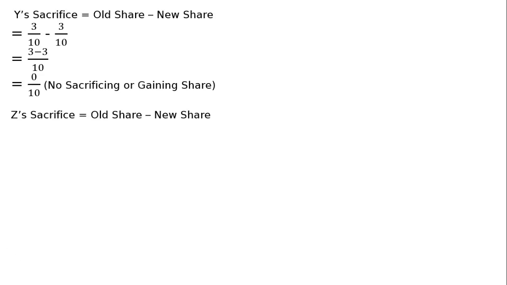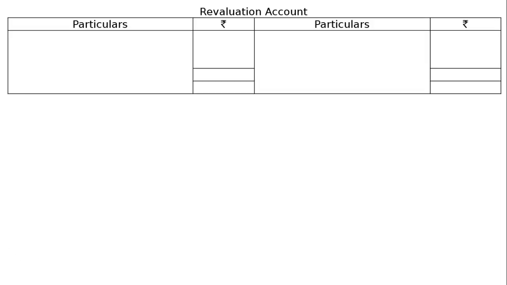Then Z's sacrifice is equal to old share minus new share, that is 2/10 minus 5/10, that is equal to LCM 10, 2 minus 5, that is equal to minus 3/10. Z is gaining. Therefore, we have to prepare a revaluation account with the rupee symbol on both debit and credit side. Here, land and building is increasing by 1,50,000. By land and building, increase in asset will come in the credit side of a revaluation account, because this is a gain to the firm.